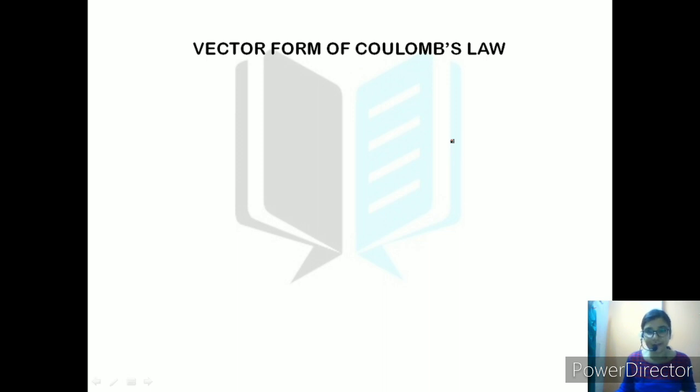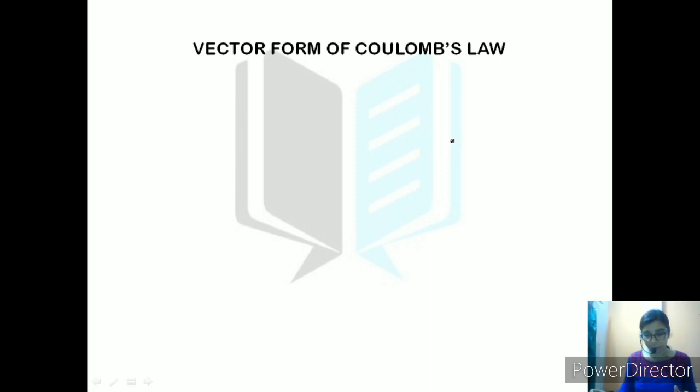Okay, we all started our classes for class 12. In the last class we started electric charges and fields and we discussed till Coulomb's law. Hope you all remember that. Today we will start from where we left behind, that is Coulomb's law.